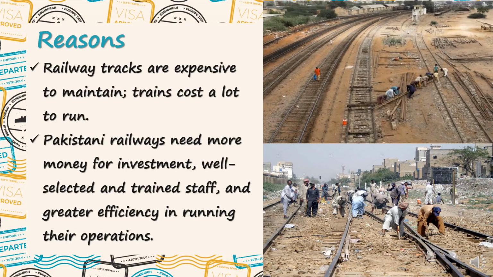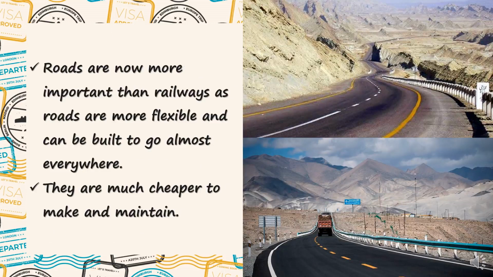Now, let's talk about the reasons. What are the reasons for this decline? Railway tracks are very expensive to maintain and the trains cost a lot to run. In Pakistan Railways, there is not much money for investment and the staff is not well trained, but greater efficiency in running their operations can improve Pakistan Railways. In contrast to railways, roads are more important because they are more flexible and much cheaper to make and maintain. And a lot of our engineers and staff are well trained in this.